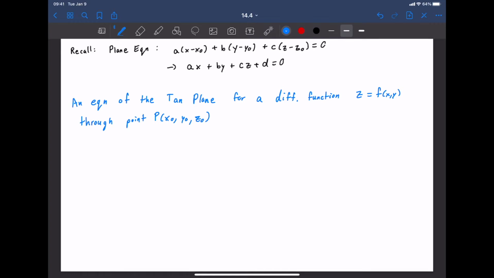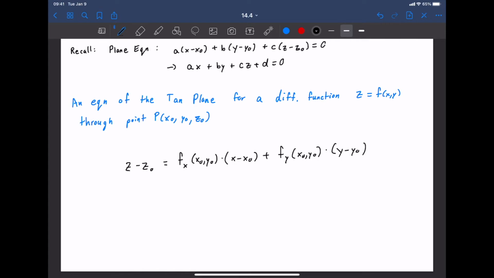Okay, through this point, x naught, y naught, z naught, the tangent plane, we'll do z minus z naught on this side equals the partial derivative in the x direction evaluated at the point x naught, y naught, times x minus x naught, plus the partial derivative at x naught, y naught. We have to evaluate that to get the slope, times y minus y naught.